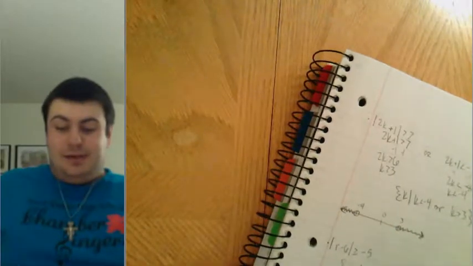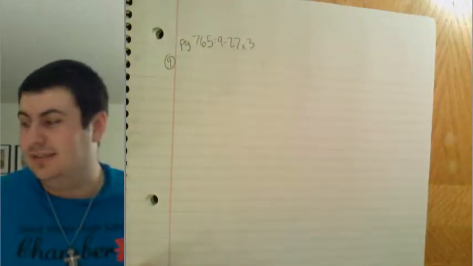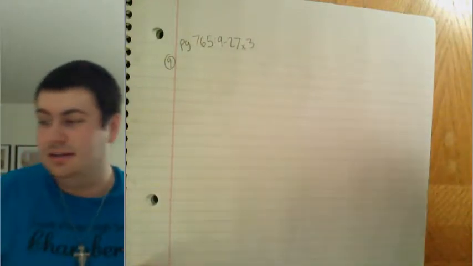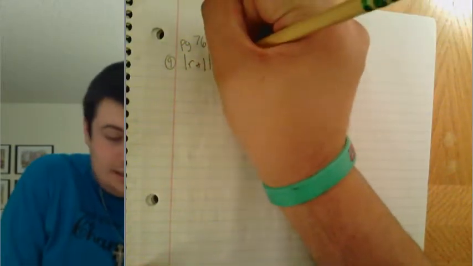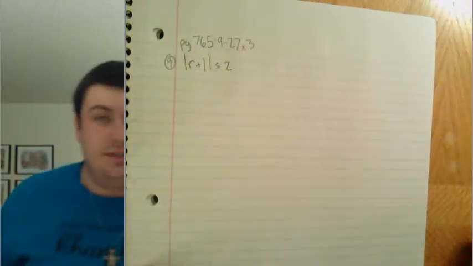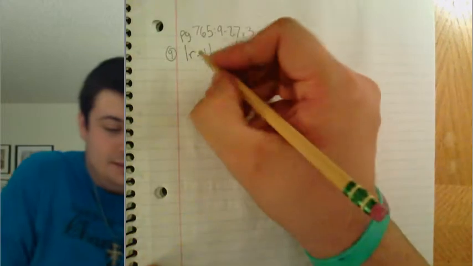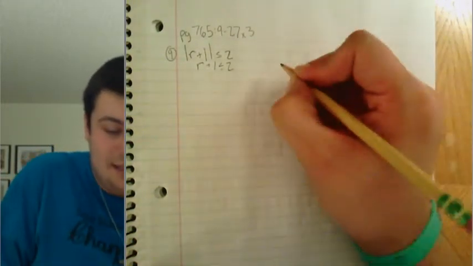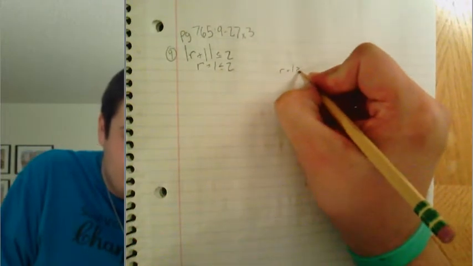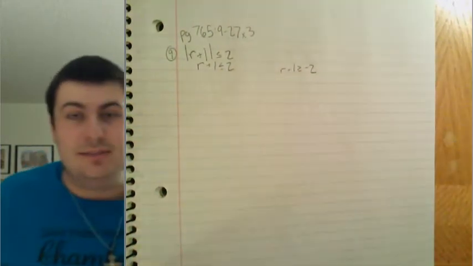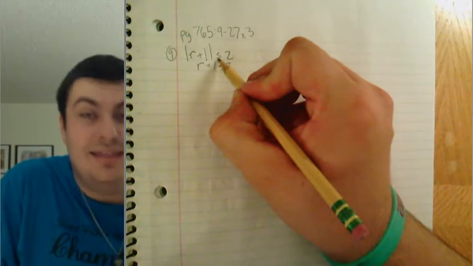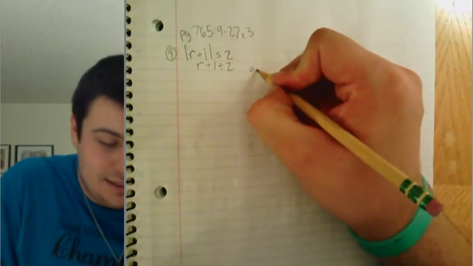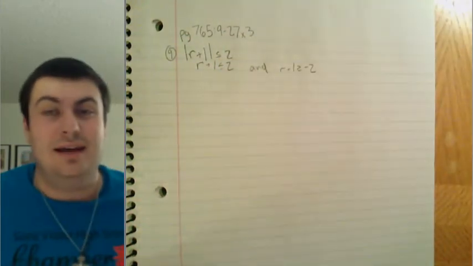For our practice problems today, we have page 765, number 9 through 27, multiples of 3. Number 9 says the absolute value of r plus 1 is less than or equal to 2. So I'm going to take r plus 1 is less than or equal to 2. There's my obvious case. R plus 1 is greater than or equal to negative 2. There's my double sign change case. We have less than or equal to. This is an and statement. And I would solve from there.